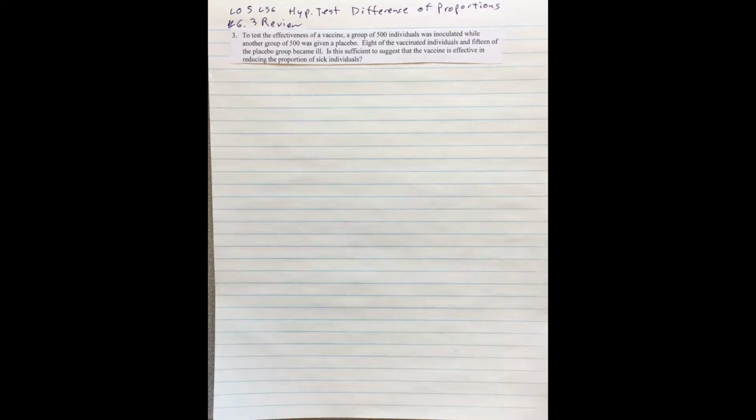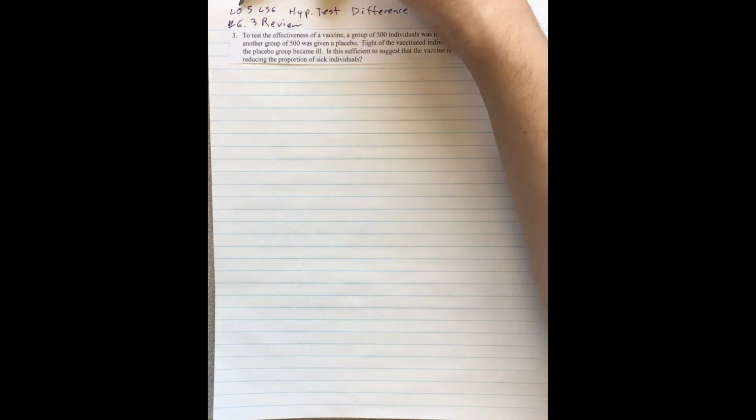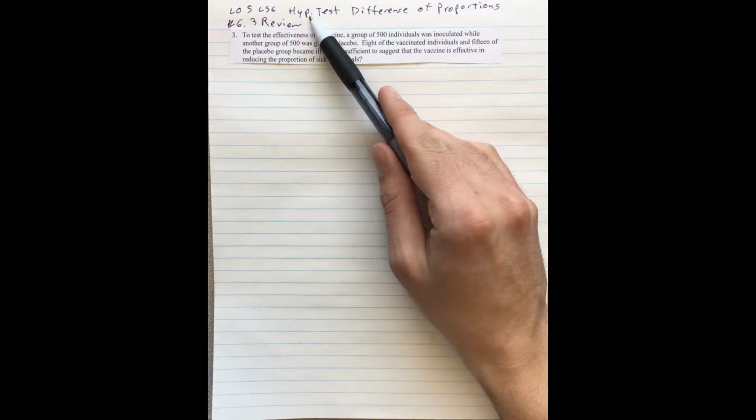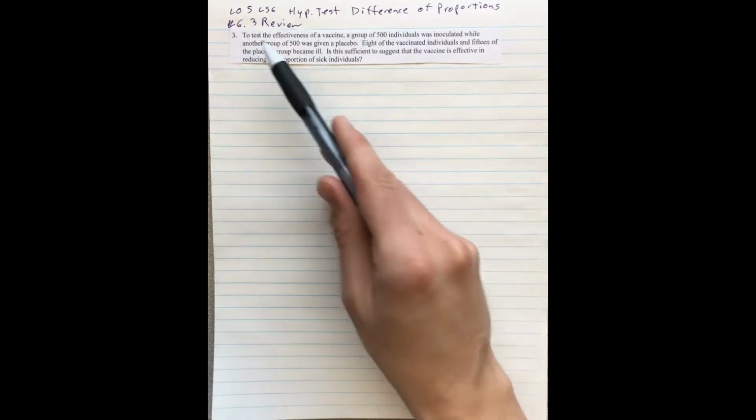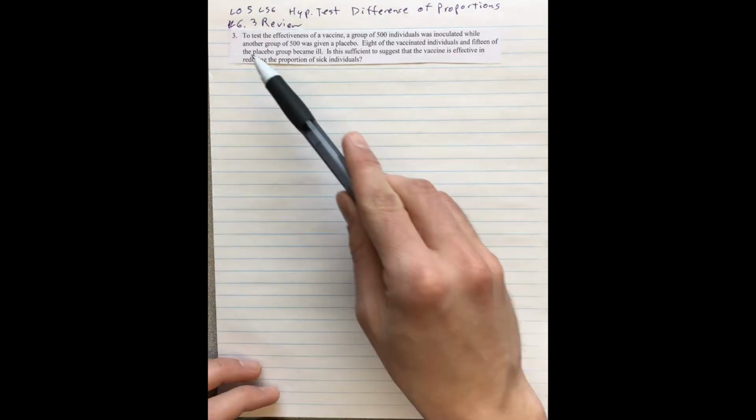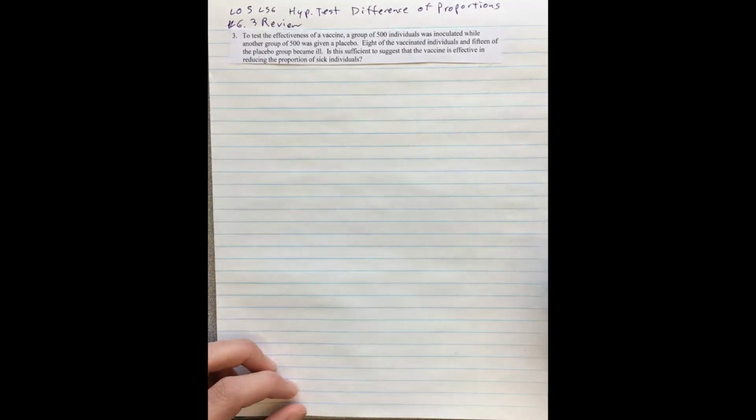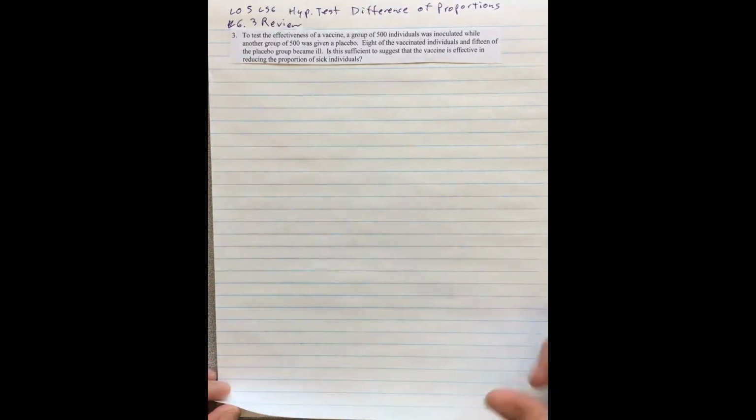Hi class, this is from the Stat 202 manual, Learning Outcome 5, Learning Step 6, Hypothesis Test for Differences of Proportions. I have a few more videos left that I'm going to record for this class, and I'm going to try to get those up right away.